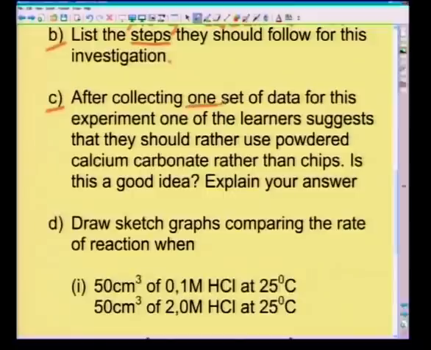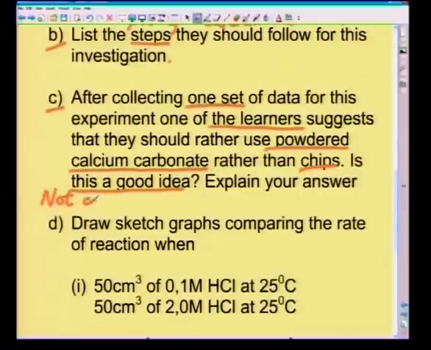Right, let's now move on to the next question, which is number C. After collecting one set of data for this experiment, one of the learners suggests that they should rather use powdered calcium carbonate rather than the chips that they are using there. Is this a good idea? Explain your answer. Definitely this is not a good idea. Why is it not a good idea?